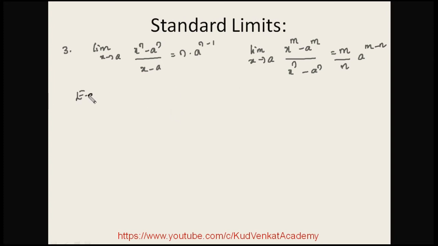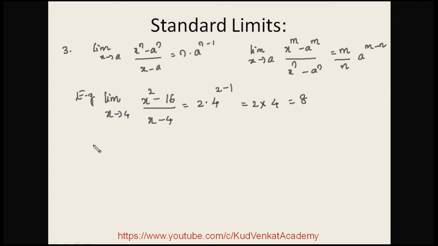If it is given limit x tends to 4, (x square minus 16) divided by (x minus 4). If we compare this with the standard format, here in place of n we have 2 and in place of a we have 4, right? So 16 we can write as 4 square. So it will be n, which is 2, into 4 to the power of 2 minus 1, which is equal to 2 into 4, that is 8, right?